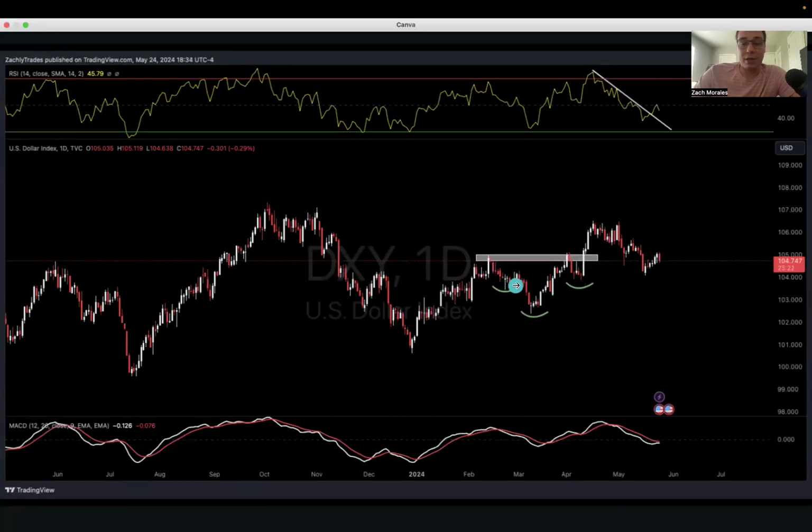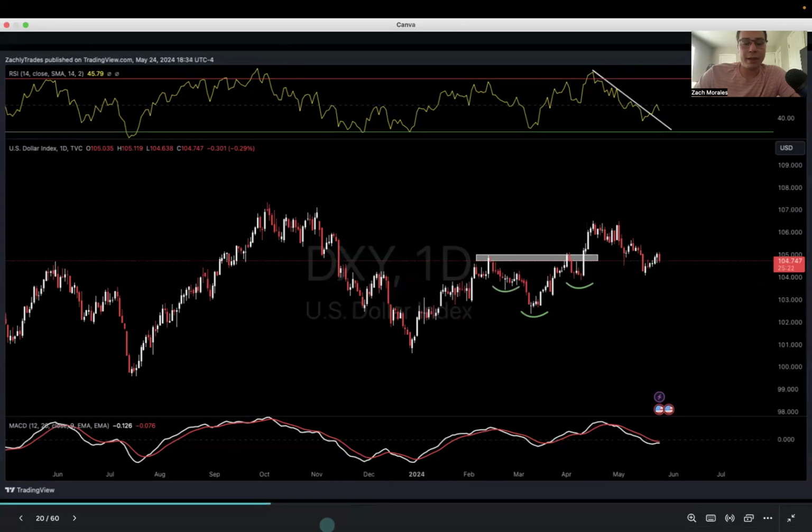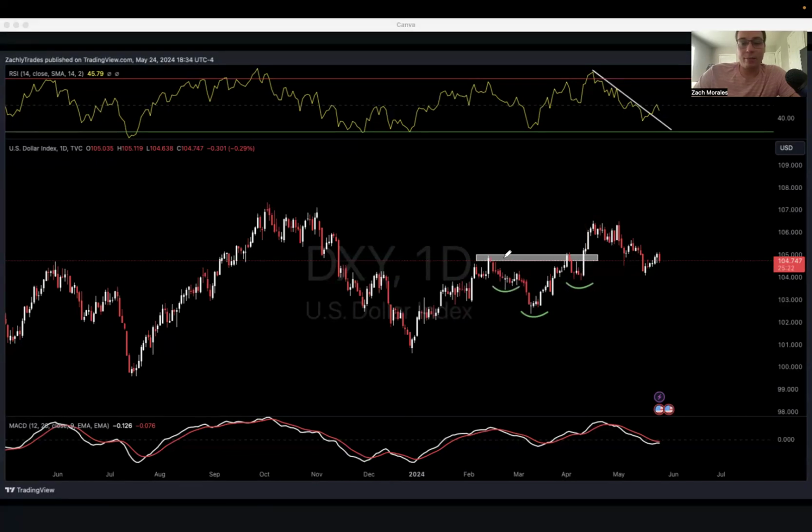You also had the inverse head and shoulders right here, right? That thing fired as soon as we broke the neckline. Again, you can't really get much more textbook than this. We actually broke out and retested right here. If you look at this candlestick, this wick back down retested that, and then we pushed up higher, right?